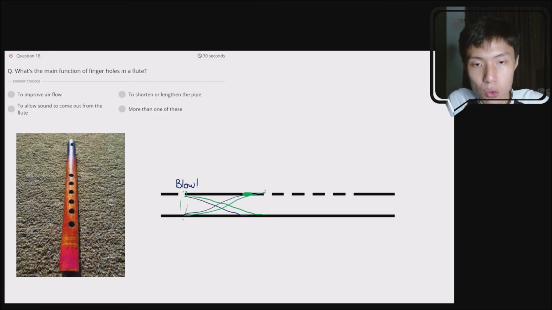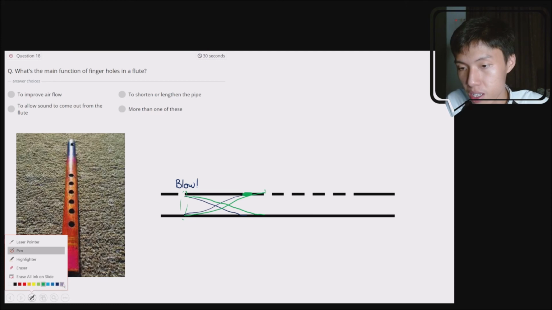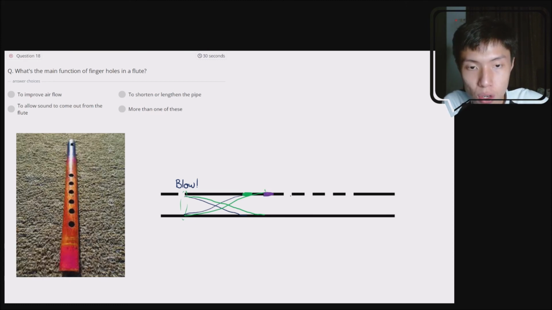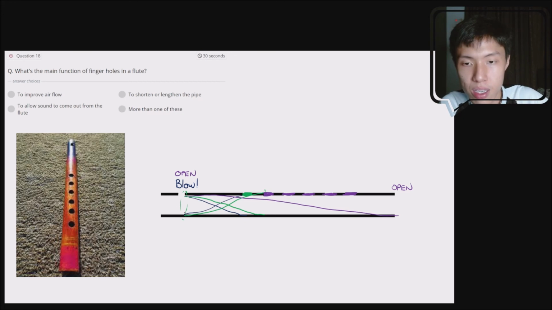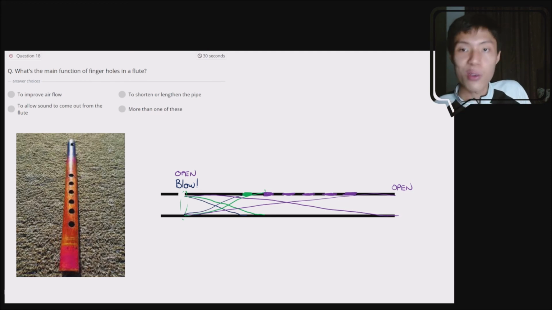So what if you close all the holes? Let me change to another color. So let's say you close all the holes here, then your open end will be open here and open here. So the wave that you form is something like this. So when you are pressing on different holes, what you're doing is you're actually lengthening or shortening the pipe. You are setting where you want the pipe to open.